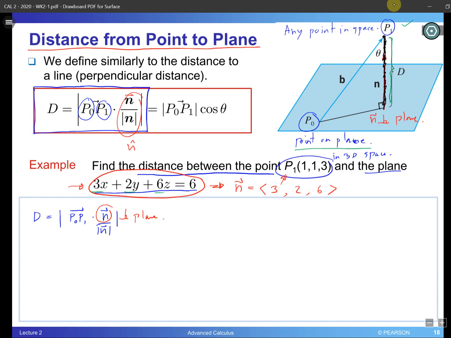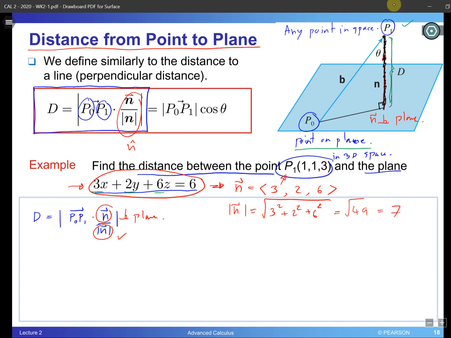Well, we need to find the absolute value of n as well, so let's find that. The absolute value of n is going to be equal to the square root of 3 squared plus 2 squared plus 6 squared. And we are talking about 9 plus 4 plus 36. This is 49. Square root of 49, and we have the size to be exactly 7.